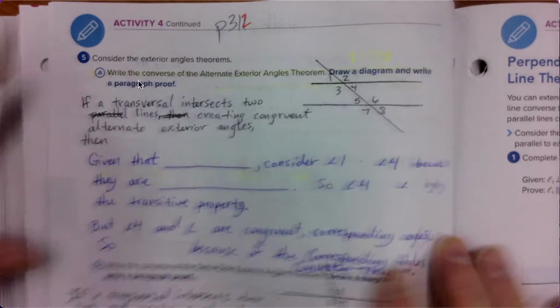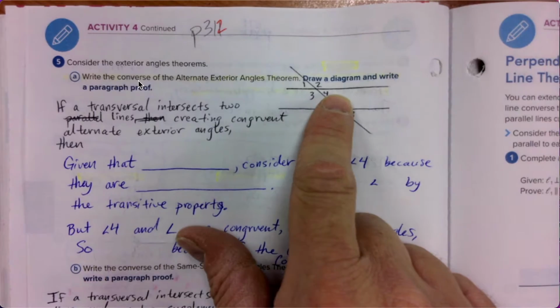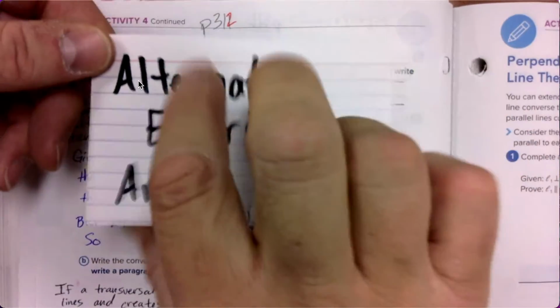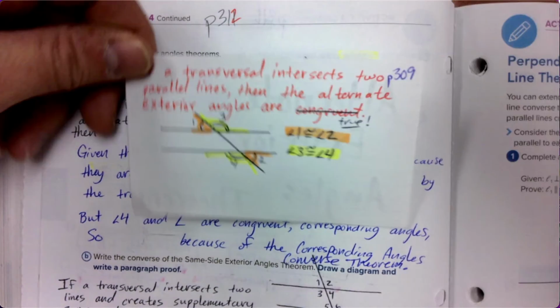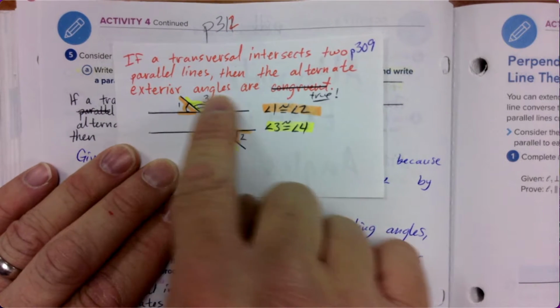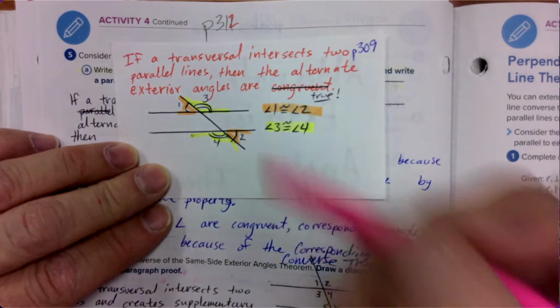So page 311, it starts up by saying write the converse of the alternate exterior angles theorem. So let's find that card. And on the back of that card, we should have the statement. If a transversal intersects two parallel lines, then the alternate exterior angles are congruent. And that is absolutely true.